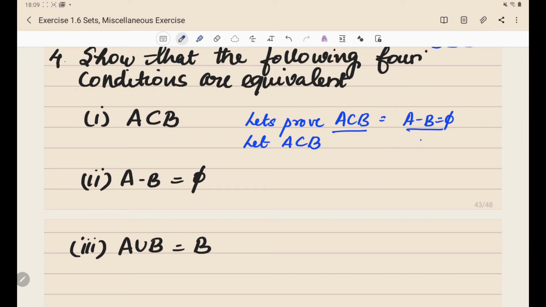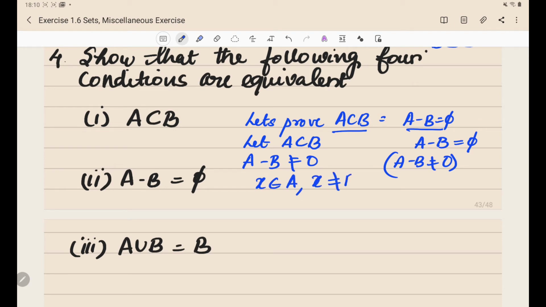We need to prove that if A is a subset of B, then A minus B is equal to phi. If possible, we have to prove that A minus B is not equal to phi. We need to see whether there is any condition where A minus B is not equal to phi. When A minus B is not equal to phi, it means there is an element x that belongs to A but does not belong to B. But that is not possible, as A is a subset of B, right?